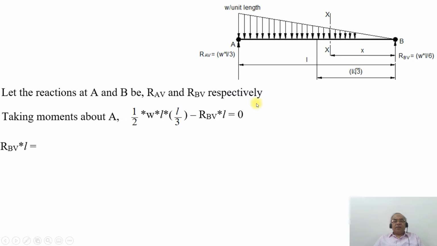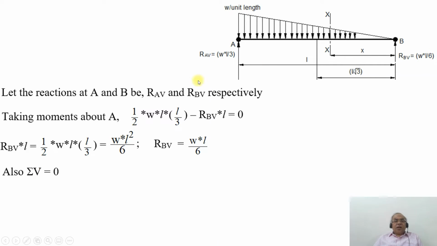Taking RBV into L onto the right hand side, RBV into L will be equal to WL square by 6. Therefore, RBV will be equal to W into L by 6. So you get the value of RBV as W into L by 6.